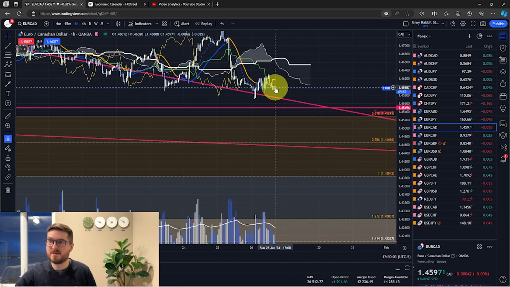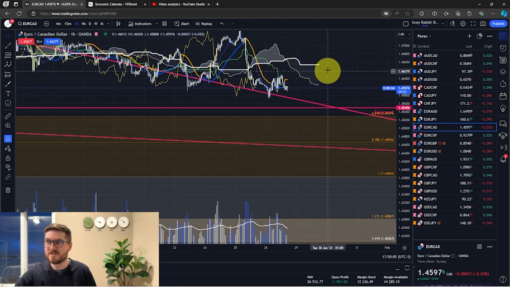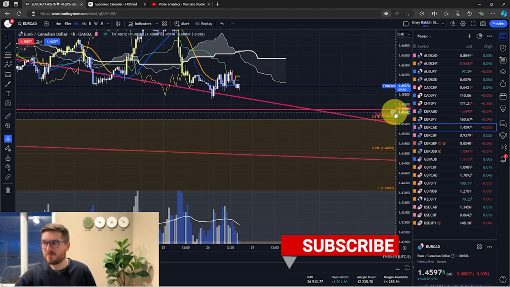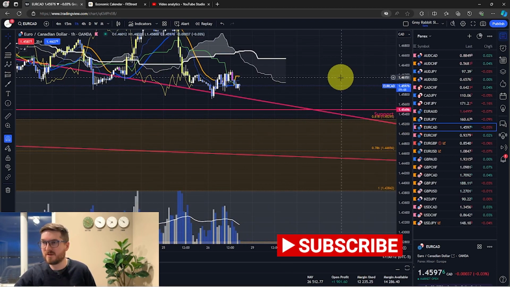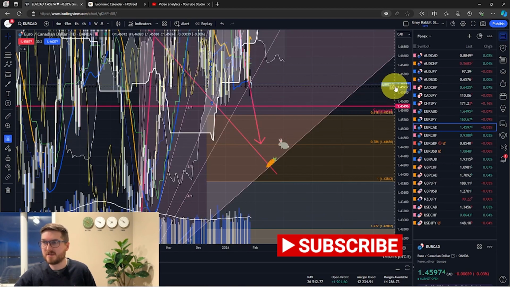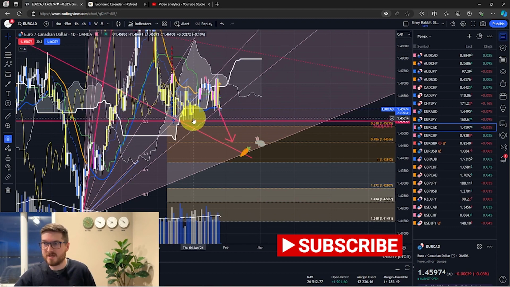This is EuroCAD. This is on the 1 hour. We got a nice thick Kumo cloud structure here. And if we can break this support level here, the 1.45496, this is going to be looking pretty solid. And I'm expecting price to at least go back and retest this support level. But I would expect it to go farther.